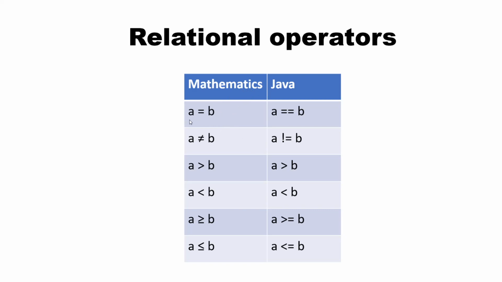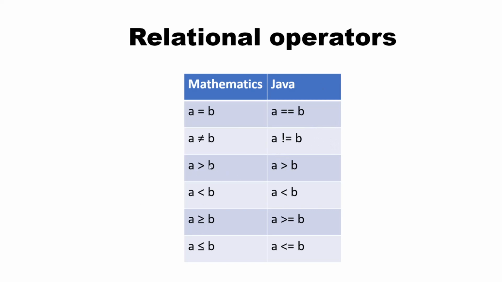So in math, we would have A is equal to B, but in Java, we use the equal sign to create variables. So if we want to check if A is the same as B, we would use two equal signs. So in Java, A == B means: is A equal to B, or does A have the same value as B? If we want to use not equal, in mathematics we would use the equal sign with a line through it, but in Java we use an exclamation mark and an equal sign. So this means A is not equal to B.